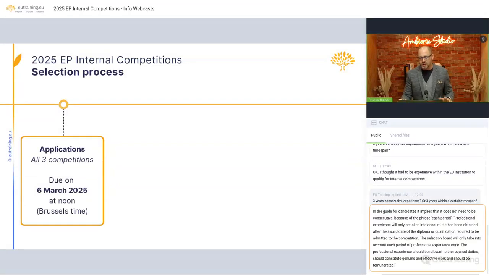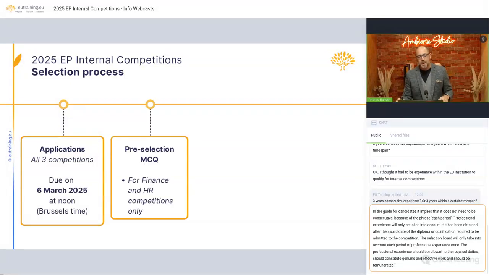So, selection process. What are the different steps? Now, very short deadline. We're recording this on the 20th of February, and the applications for all 3 profiles need to be handed in by the 6th of March. So that's very soon. And most of you are based in Brussels, presumably, and you know that holidays are coming up, school holidays and the like. So be sure that you hand that in on time and not leave that to the last moment.